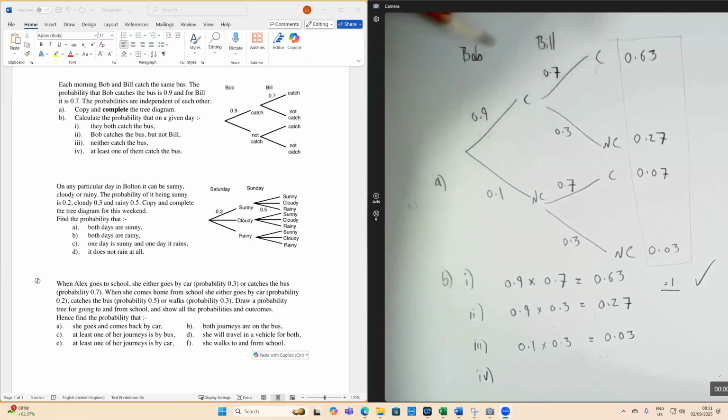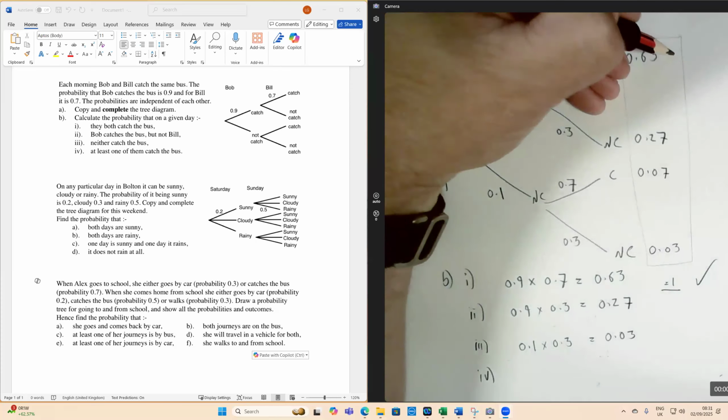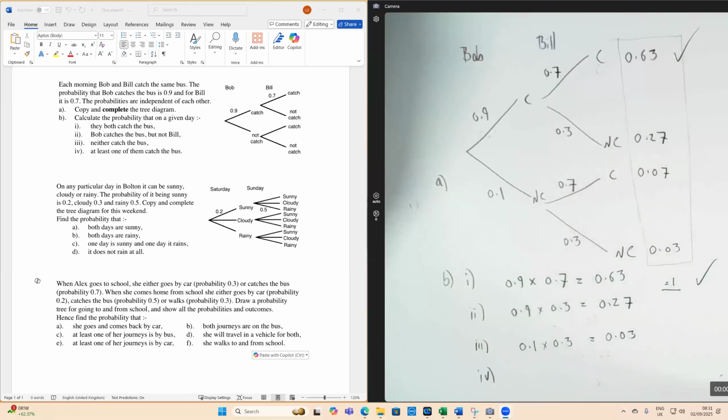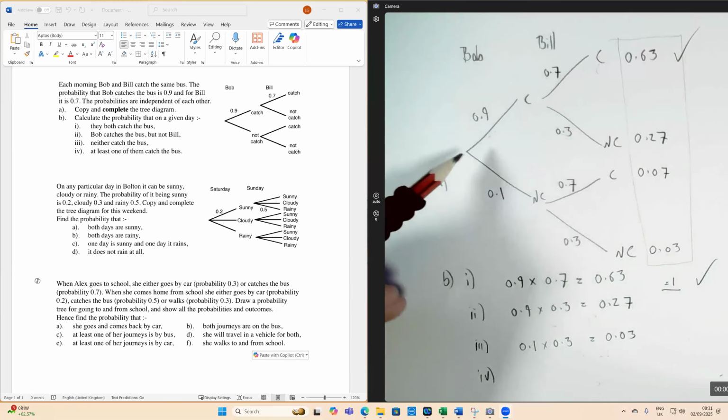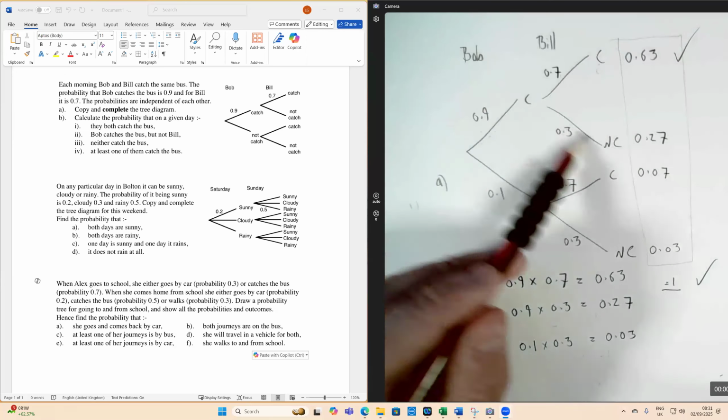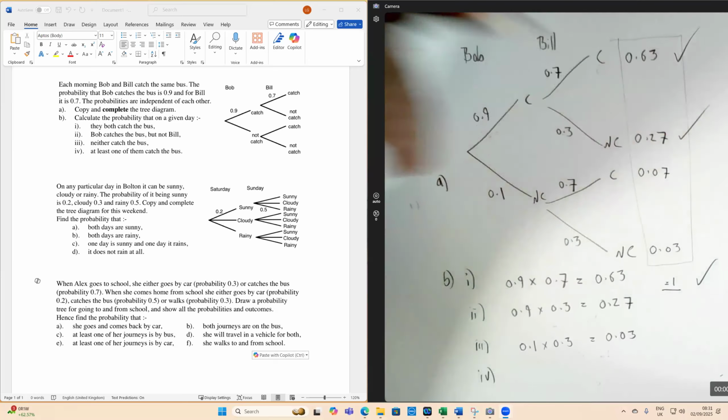So can we have the first branch where they both catch the bus? Yes, we can, because it says at least one of them. And in that branch, they've both passed. They've both caught the bus. We can have this branch because in this universe, Bob catches it and Bill misses it. So we can have that one.